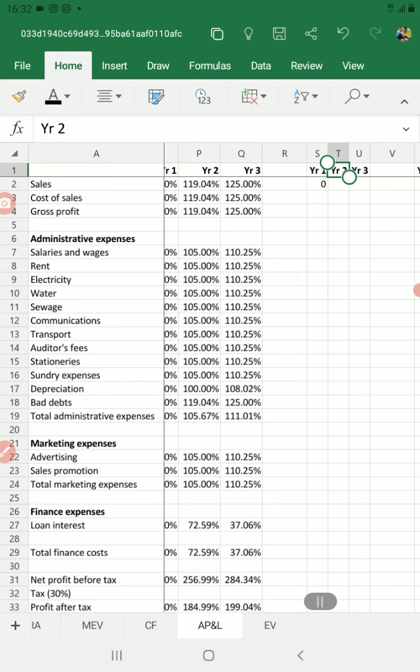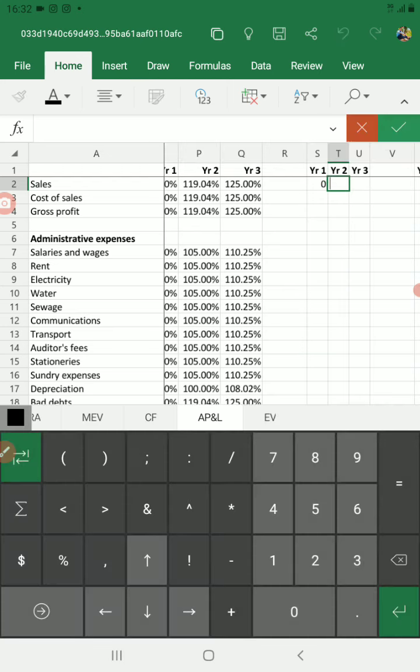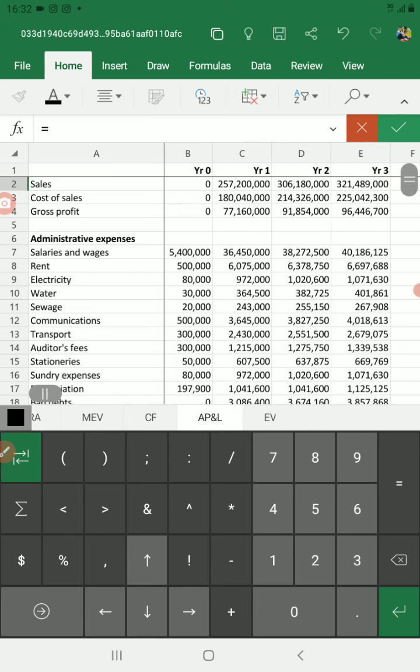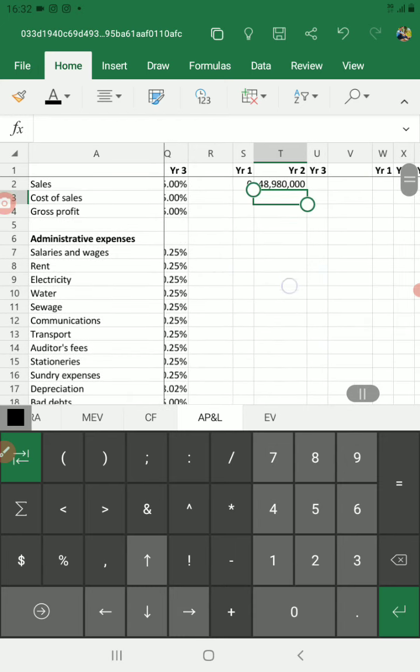For year two here, let me start with edit. Year two is going to be this figure minus the previous figure, this one. Okay, press enter, and this one is true for year 3, so I fill this for year 3 also.